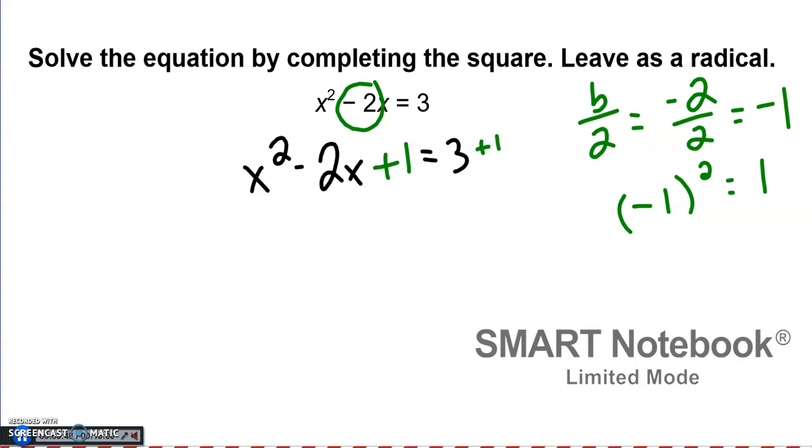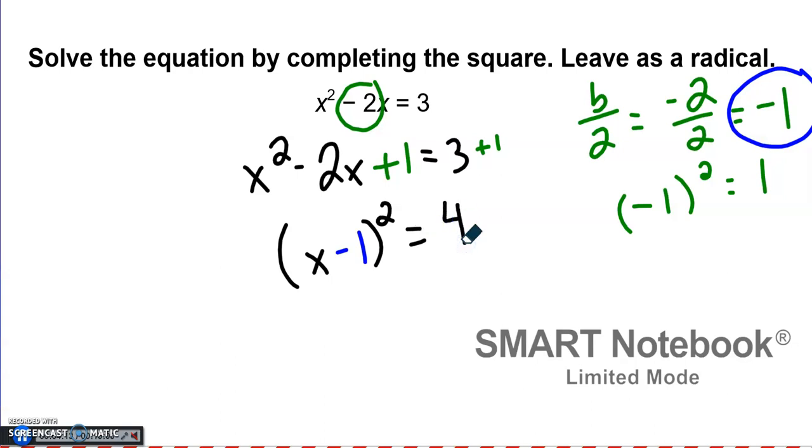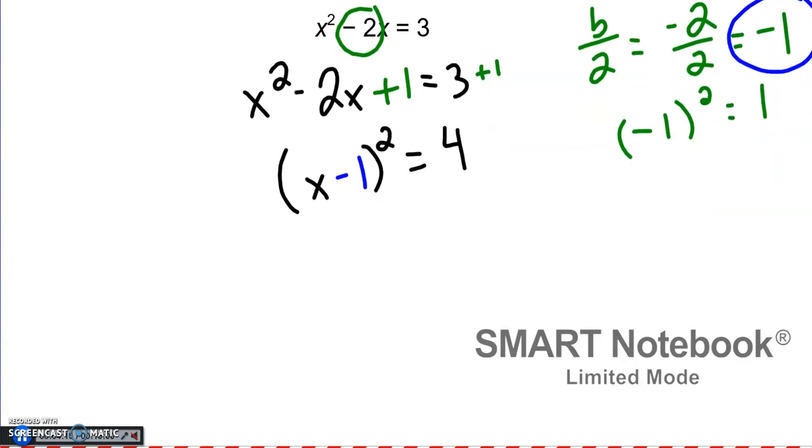So we can simplify the left-hand side. This turns into a perfect square trinomial where we can simplify as x now plus half of the b value. Well, half of the b value is negative 1. So we're going to have x minus 1 squared is now equal to whatever 3 plus 1 is, which we know is 4. These are some easy numbers for us, which are nice.